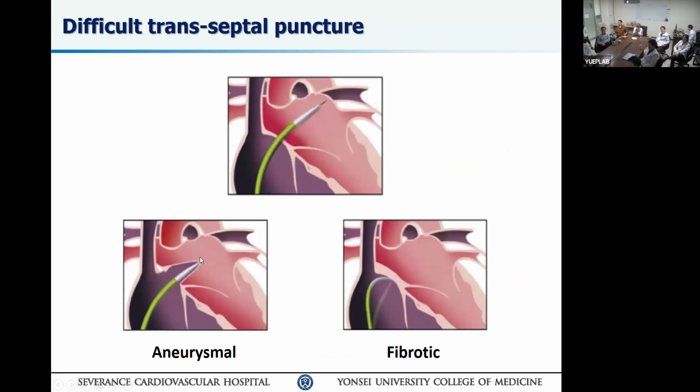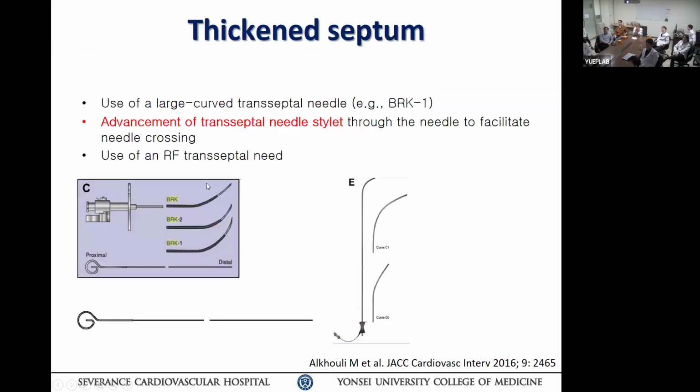Yeah, there are two other difficult transeptal punctures: aneurysmal and fibrotic septum, fibrotic fossa, and thickened septum. There are reports that the RF needle is okay. It is good for these complicated septums, but our RF needle is not routinely performed. In my case, the transeptal needle stylet through the BRK back and forth helped during thickened septal punctures.